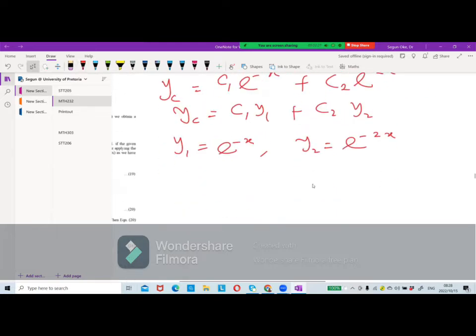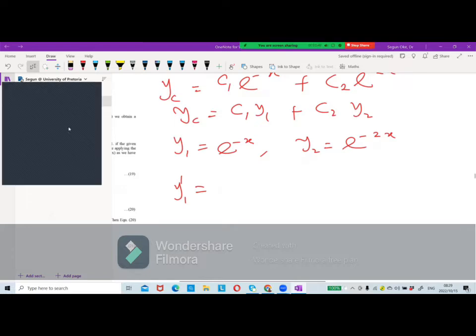So let's differentiate this one. Y1 prime is what? When you differentiate exponential minus x, what do you have? Bisola, what do you have? So what do you want to differentiate? When we differentiate y1, that would be minus exponential minus x.